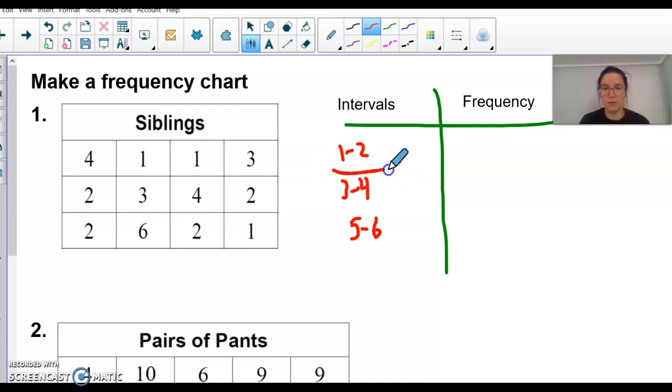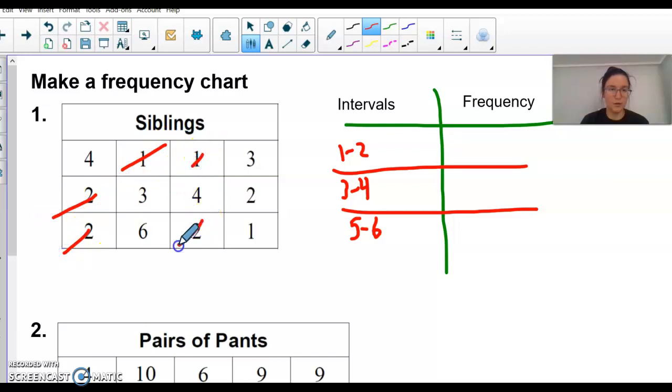So if I'm going to label the frequency here, how many occur for 1 and 2? 1, 2, 3, 4, 5, 6, 7. So 7 have 1 to 2 siblings. Then 3 to 4: 1, 2, 3, 4. And then 5 to 6 is just 1. So that is your frequency chart.